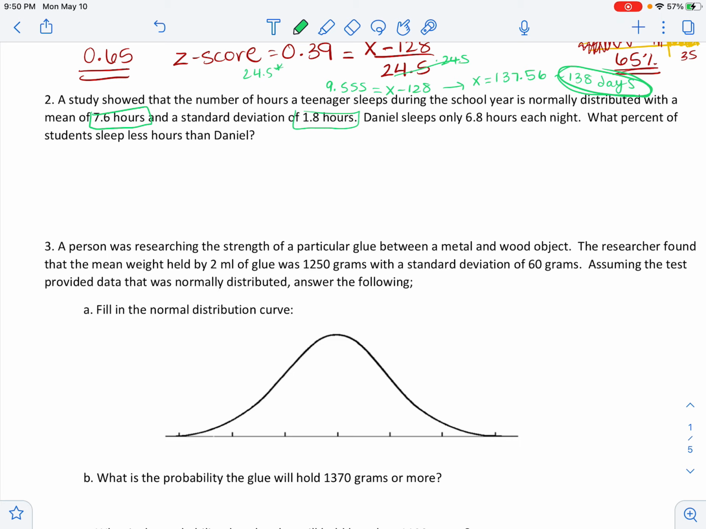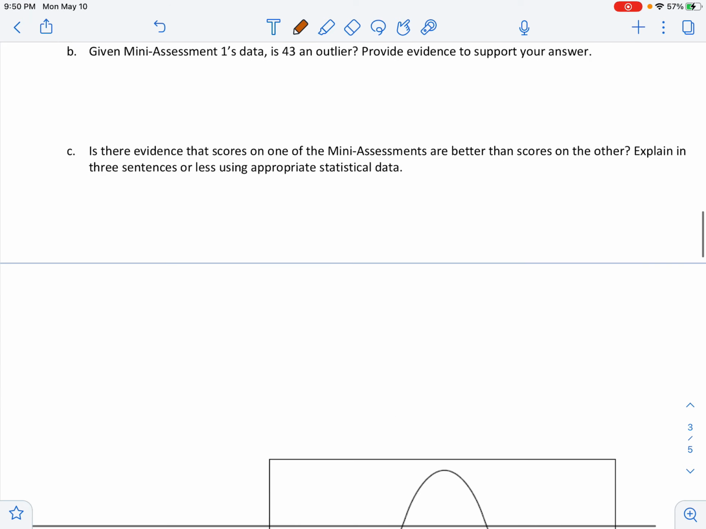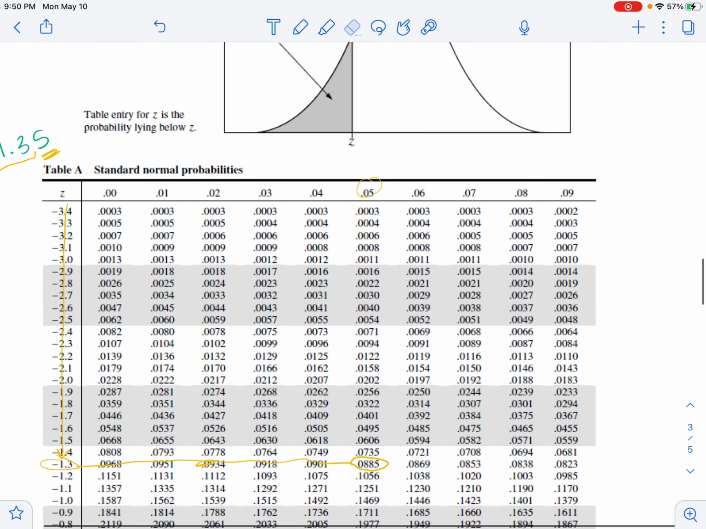All right, so we are going to start here by finding the z-score for Daniel. So Daniel sleeps 6.8 hours a night. So we're going to do z equals his amount, 6.8, minus the mean amount, 7.6, divided by the standard deviation, 1.8. So 6.8 minus 7.6 divided by 1.8, and we get negative 0.44. All right, step 1, find the z-score is done. Step 2 is to look at the table. So I'm going to the negative z-score table, and I can erase some of this.